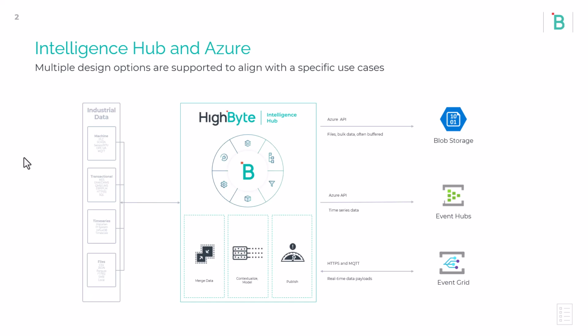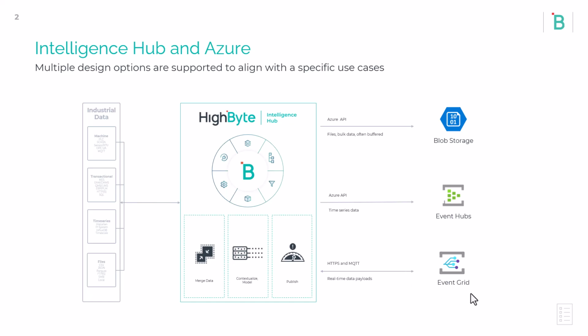Hello, this HighByte Intelligence Hub video covers data exchange with Azure. There's a few configurable options that Intelligence Hub provides to exchange data with Azure. Bulk data, often in files, can be sent to blob storage, data lake. Streaming data can be sent via a standard connection to event hubs. And finally, data can be exchanged using MQTT with Event Grid.